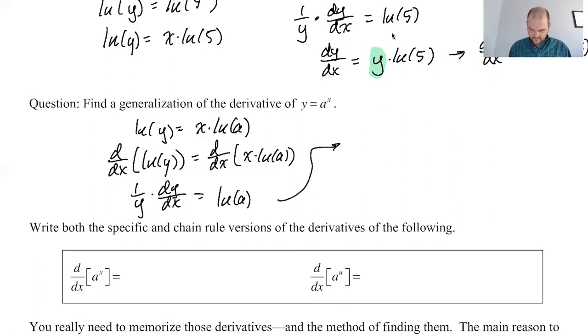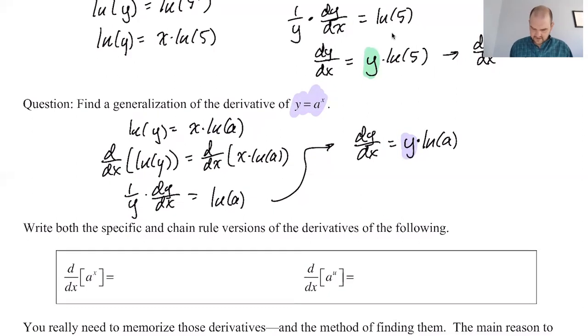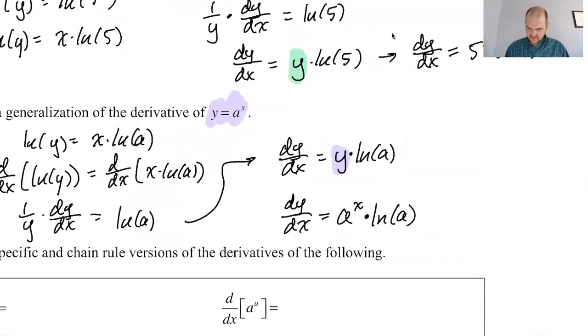So we go up here, and we have dy dx is equal to y times the natural log of a. But we know, just like in the last one, that y is equal to a to the x. So we'll make our substitution. So we get dy dx is going to be a to the x times the natural log of a. So if y is equal to a to the x, the derivative is a to the x natural log of a. So now the question is, does e to the x apply?